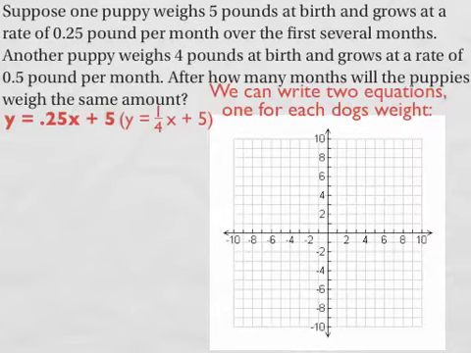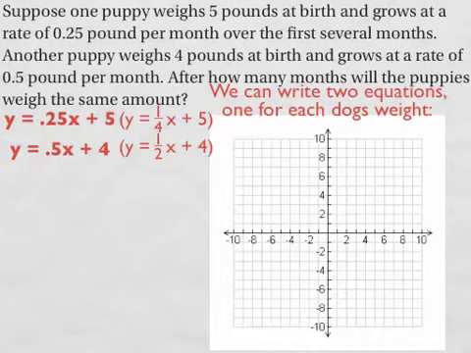The second puppy I can write an equation for, and it would be y equals 0.5x plus 4. Again, x would be the number of months. y is the total weight. 4 is where he's starting. That's how much he weighed at birth. And the 0.5 represents how much he is gaining per month. Again, just like in the last equation, I want to rewrite 0.5 as 1/2. Those are equivalent, so I can do that. So my equation is y equals 1/2 x plus 4.